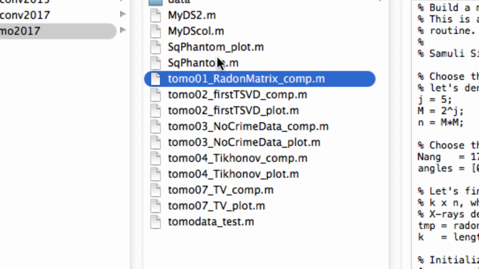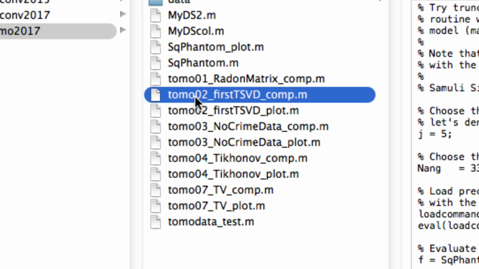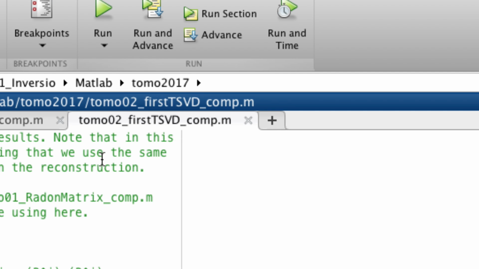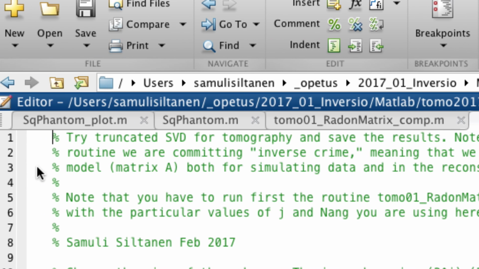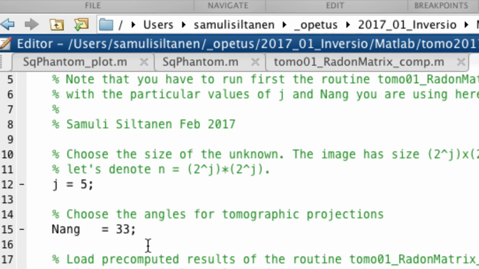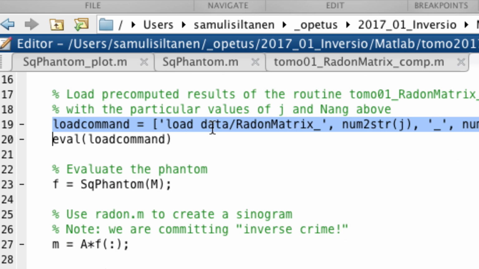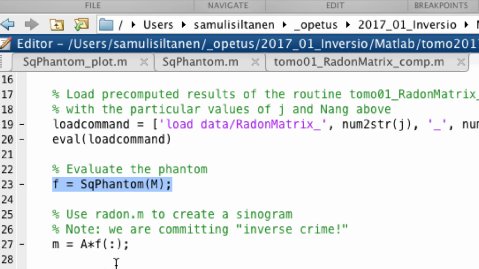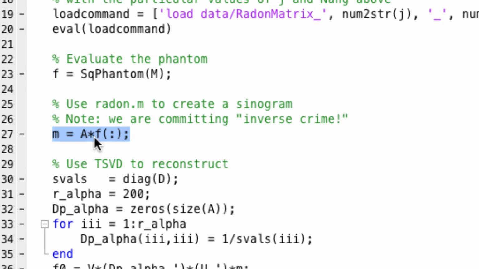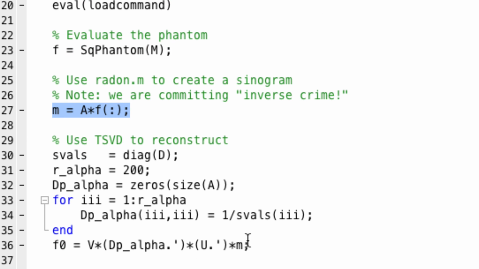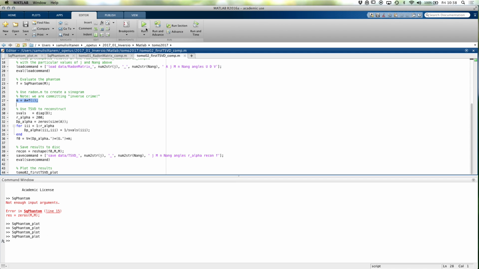We'll do something else, although in this number 2 part, just to try out our method, what we did here is we are committing inverse crime. This was just our first check. We picked some resolution, some angles, we loaded the matrix, we built the phantom. Then here, this is the inverse crime: we build our data by just multiplying by the matrix. And then we used truncated singular value decomposition to reconstruct. So let's see.